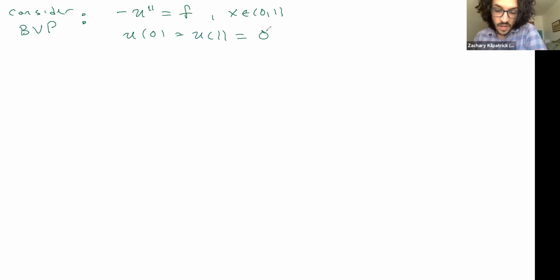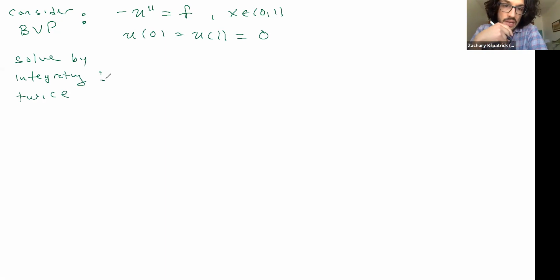Okay. So how do we solve this, right? Well, we can solve it by just integrating twice, right? This is just a one-dimensional problem. It's just a second order ODE. I have the two boundary conditions that I need in order to specify it, right?